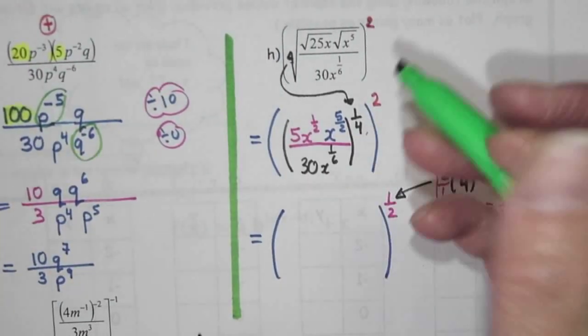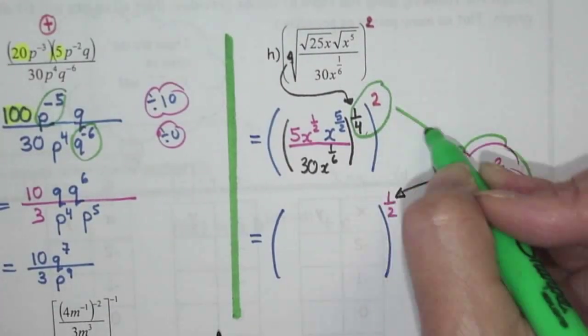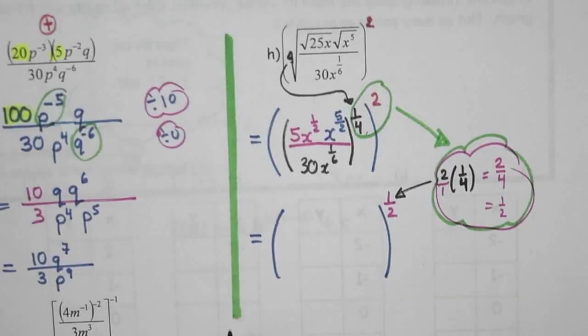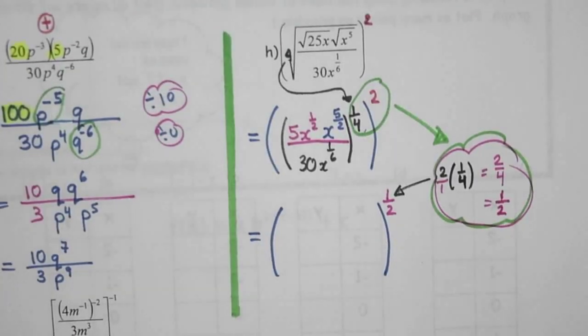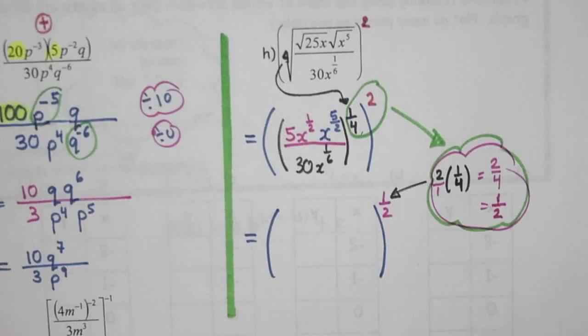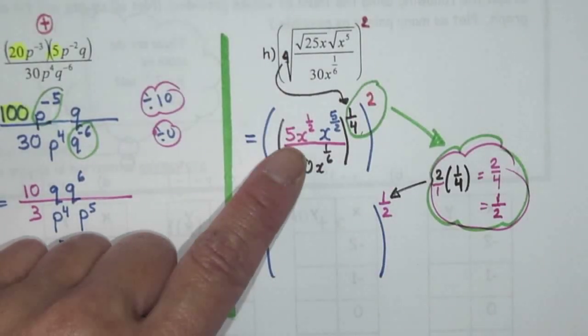So I'm going to circle those two. These two here are my bubble. Power to a power means you multiply. So I did 2 times 1/4, which gave us 2 over 4, and definitely we want that reduced to 1/2. All right. So that gets rid of that. I'm still working on the inside of the bracket. I want to finish up that numerator.